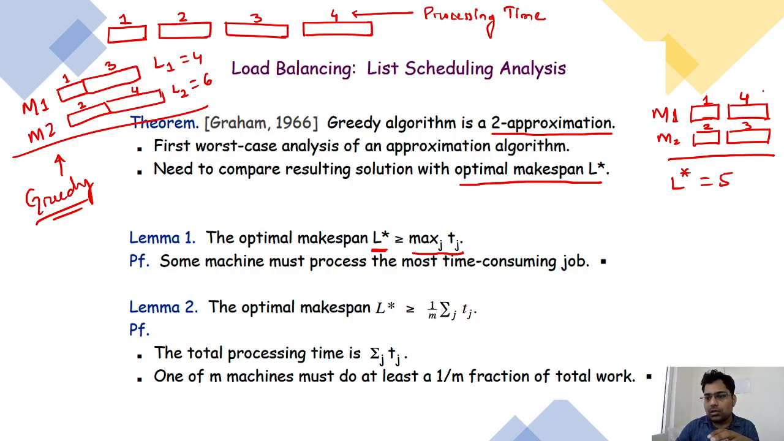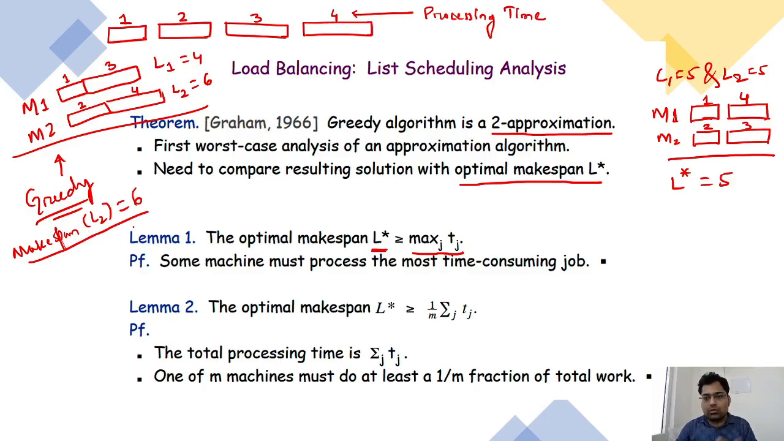Because here L1 is 5 and L2 is 5. For the greedy approach, the max span we are getting is 6. So L2 is the max span, because the maximum among all the loads assigned to all the machines is 6. This is what our max span is.